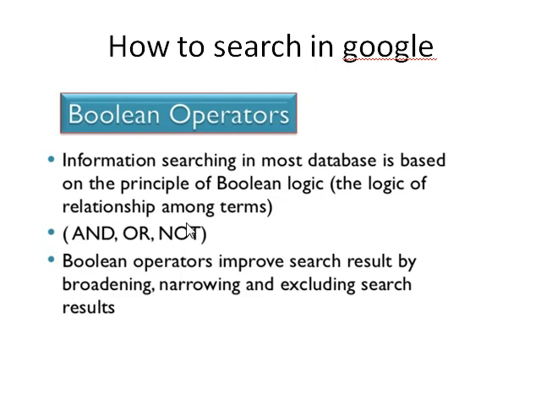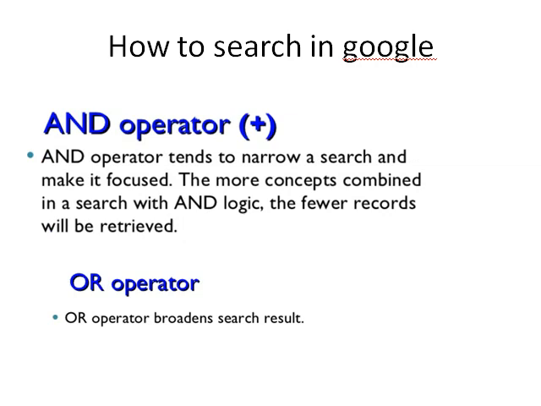Okay, let's talk about the AND operator first. Maybe you use plus. The AND operator tends to narrow a search and make it focused. The more concepts combined in a search with AND logic, the fewer records will be retrieved, because if you use the AND operator, you must have two terms at the same time. For example, you write optimization techniques.